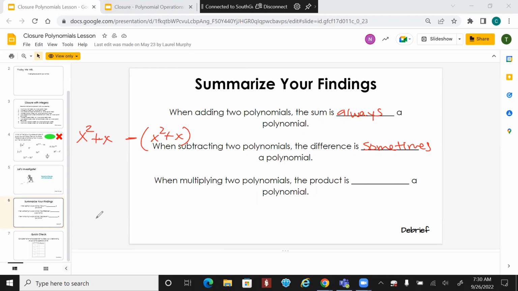When multiplying two polynomials, is it always going to be a polynomial? Yes, it'll always be a polynomial. Okay. Questions on this? This is always one question on your final exam that they ask. They ask it really weird.